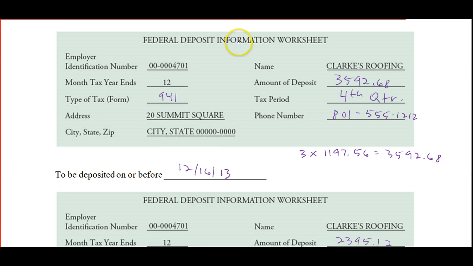The next pay period for November had 3 payments, 3 pay periods. So you take 3 times the 1197.56, and that's where you get the 3592.68. Now you notice it's not due on 12/15 because 12/15 is on a Sunday. So it's due the next banking day after the 15th of the month. So that would be 12/16.